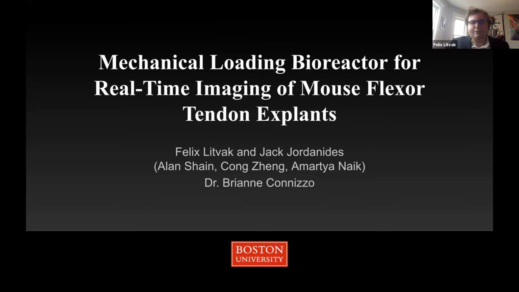So our project was to design and prototype a mechanical loading bioreactor for real-time imaging of mouse flexor tendon explants. I will try to explain what that means in more detail in the coming slides.